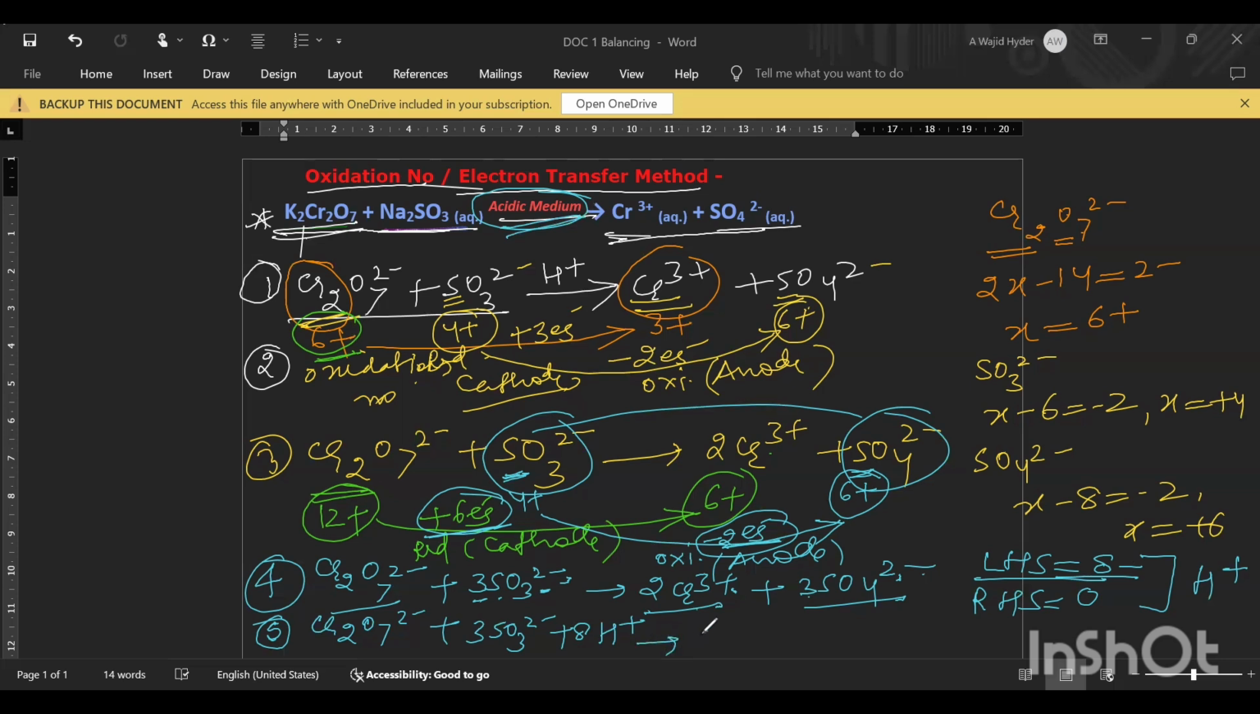Now what you will get? Twice Cr3+ thrice SO4 2-. See, you have added here 8H+ on the left-hand side. To balance H, what should you do?